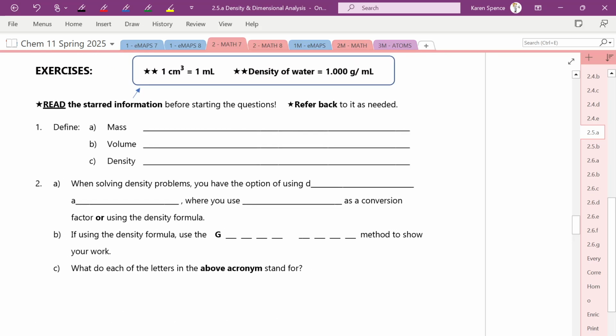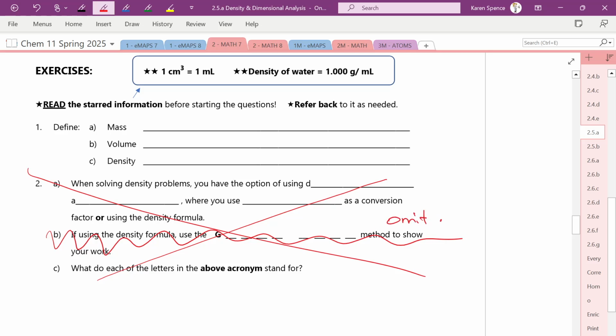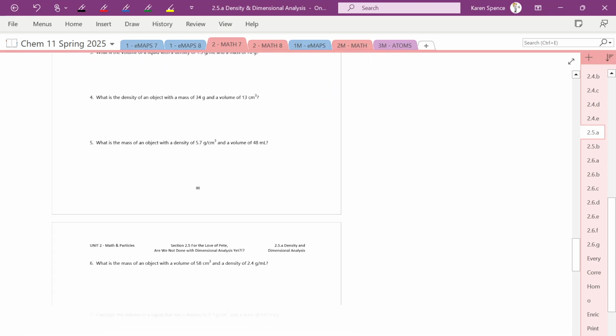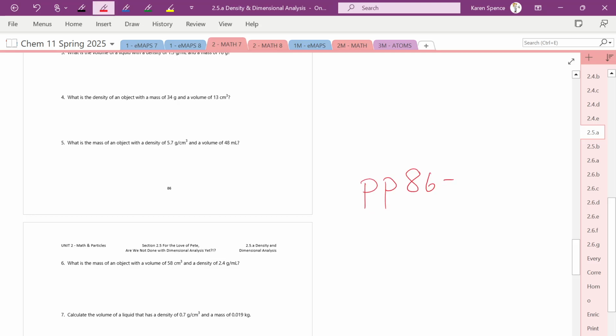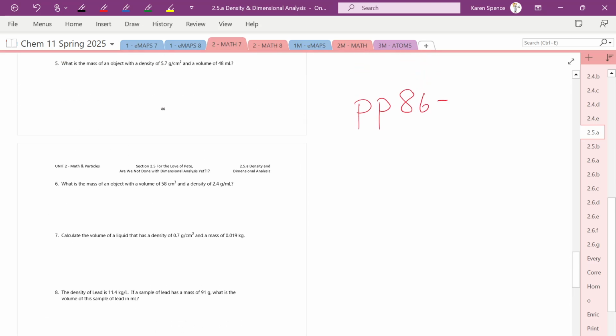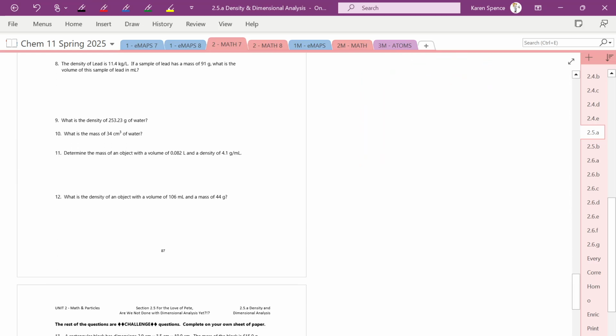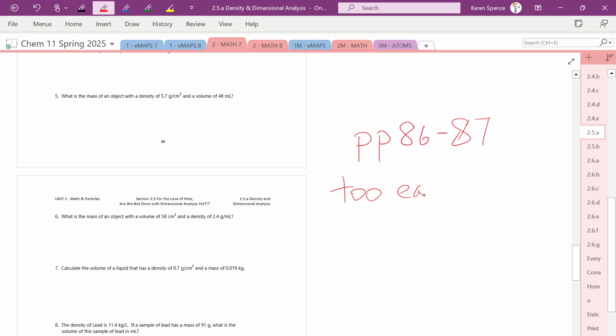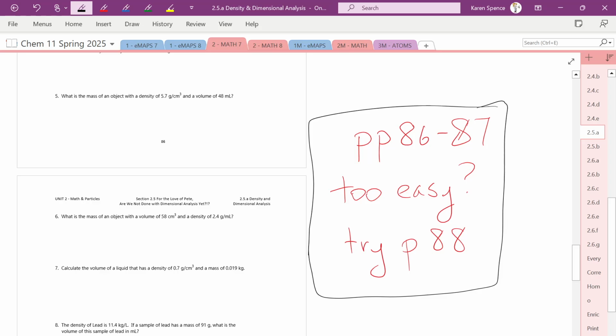We're going to omit 2B, actually, we're going to omit all of question 2. Okay? So there we go. So you can work right now on pages 86 and 87. And if you're finding those too easy, you can try some of the challenge questions on page 88. On the other hand, if you're like, I really just want to practice for my quiz tomorrow, then you could do the quiz practice stuff in section 2.4.